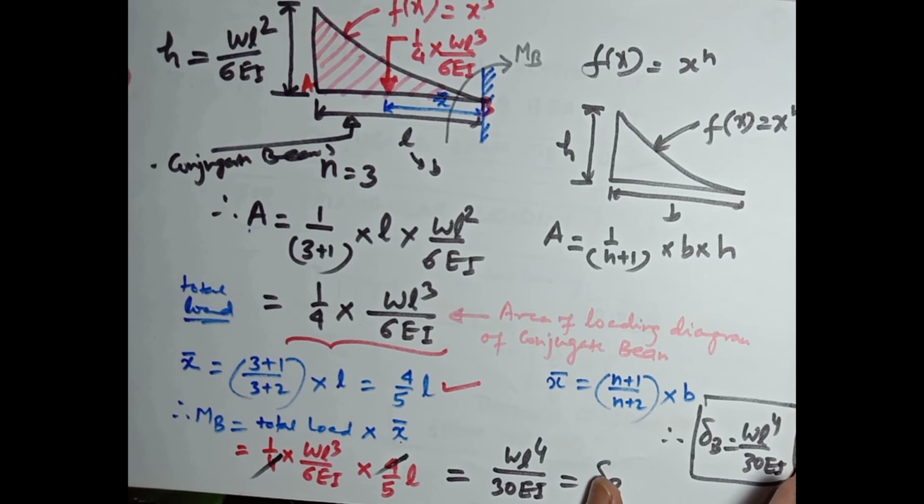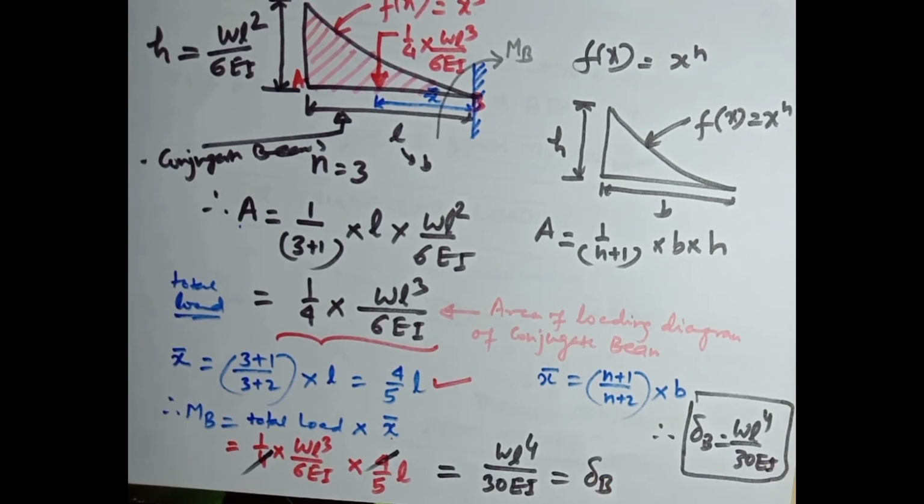I hope you have understood the entire procedure for finding the deflection at point B, or you can say at the free end of this cantilever beam, which is subjected to a triangular loading or linearly varying load.